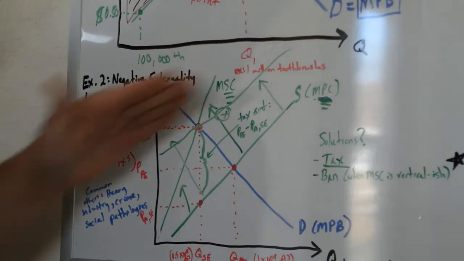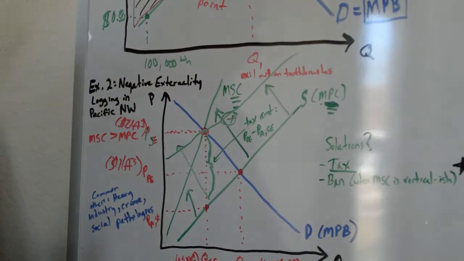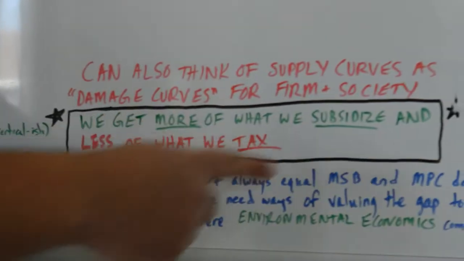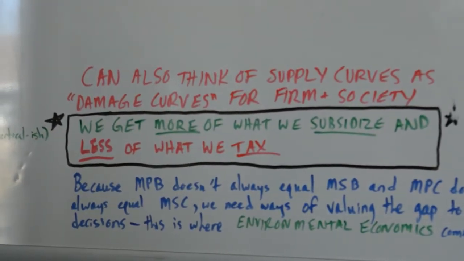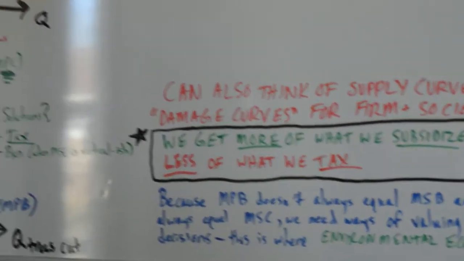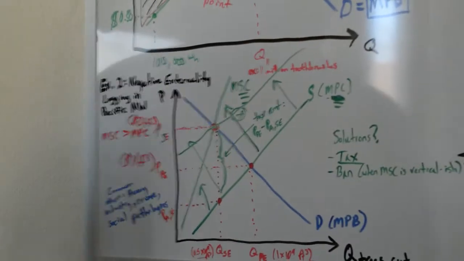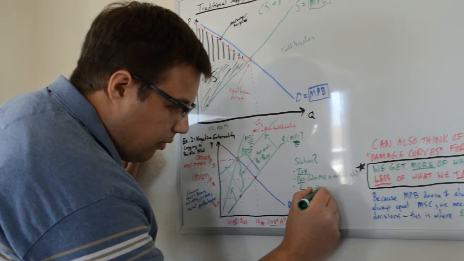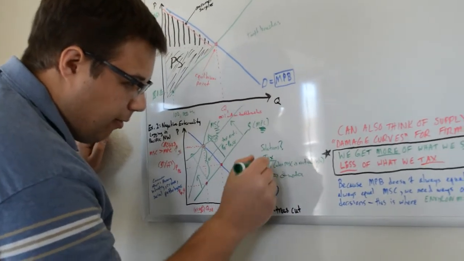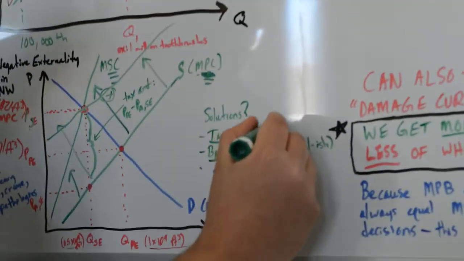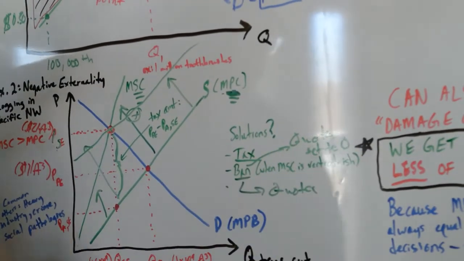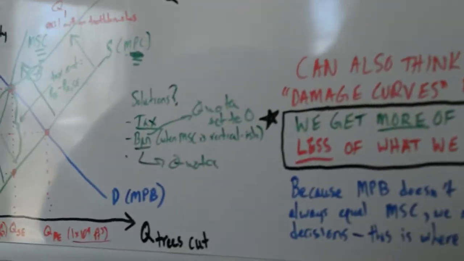Okay, so that's one way to deal with it, a tax, the inverse of a subsidy, right? You get more of what you subsidize, you get less of what you tax. So if you tax harvesting timber, you're going to get less timber harvested. The other way you could do it is just simply a ban or a quota. And you can think of a ban as a quota set to 0. So what does that look like?